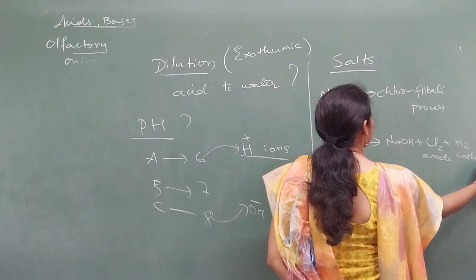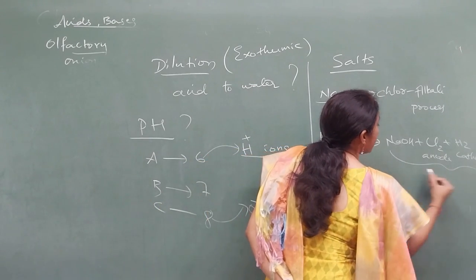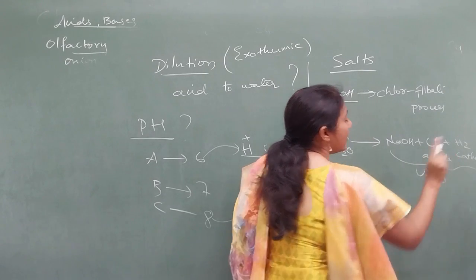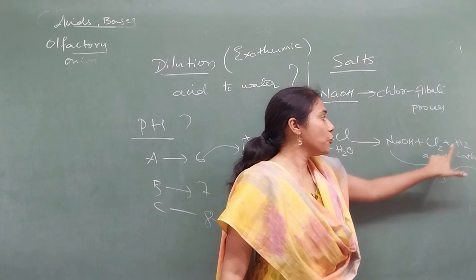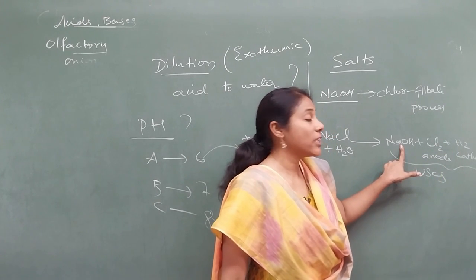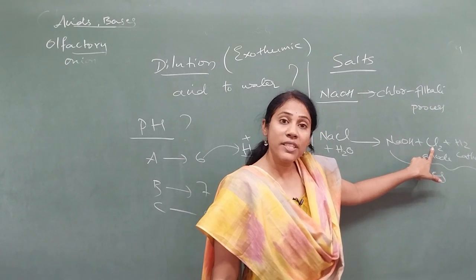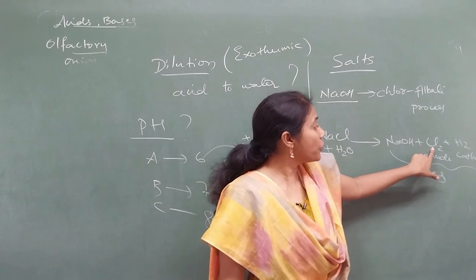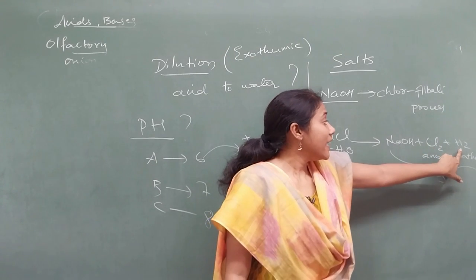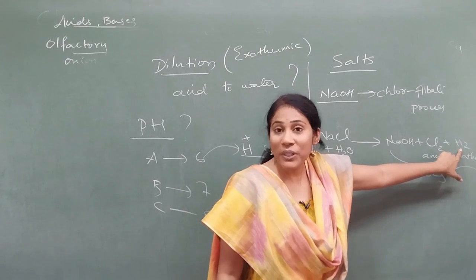So this reaction is very important, and they will ask you the uses of all these chemicals. NaOH uses, Cl2 uses, H2 uses. NaOH is used in the soap industry, paper industry. Cl2 is used as a disinfectant, used for sterilization, used to prepare bleaching powder. H2 is used as fuel. H2 is used to prepare ammonia.